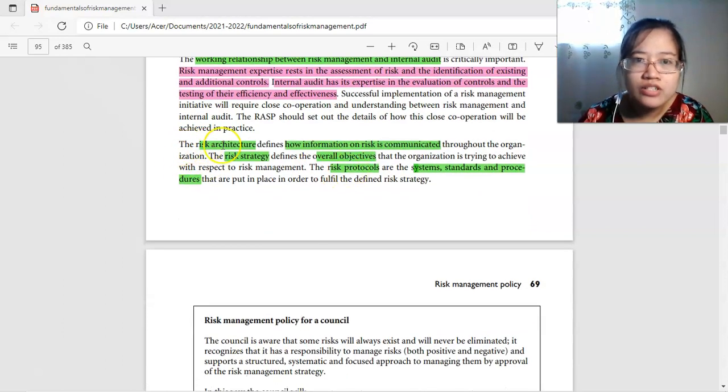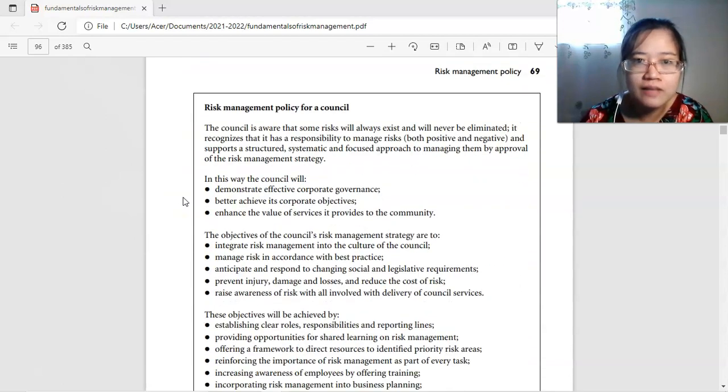Okay? Internal audit has its expertise in the evaluation of controls and the testing of their efficiency and effectiveness. Okay? Risk architecture defines how information on risk is communicated. Yung strategy, risk strategy, yun yung overall objectives ng company. And then yung protocols, ito yung system standards and procedures na ini-implement to counter the risk. Okay? Risk management policy for a council. Kumbaga parang committee within an organization na sila yung focal committee na sila yung kumbaga mismong abala or responsible for the risk management.